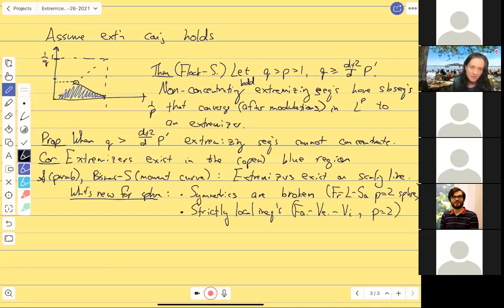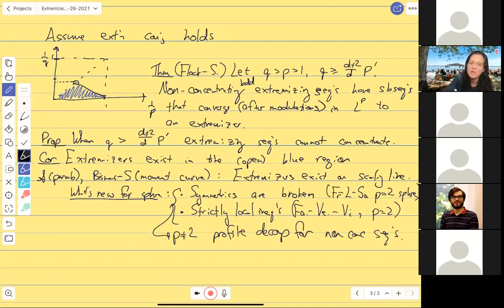Now, we're addressing the case when p is not equal to 2. And what we add here is a profile decomposition for non-concentrating sequences. And because L^p, when p is not 2, is not a Hilbert space, this turns out to be a little bit more subtle, for reasons I'll explain.